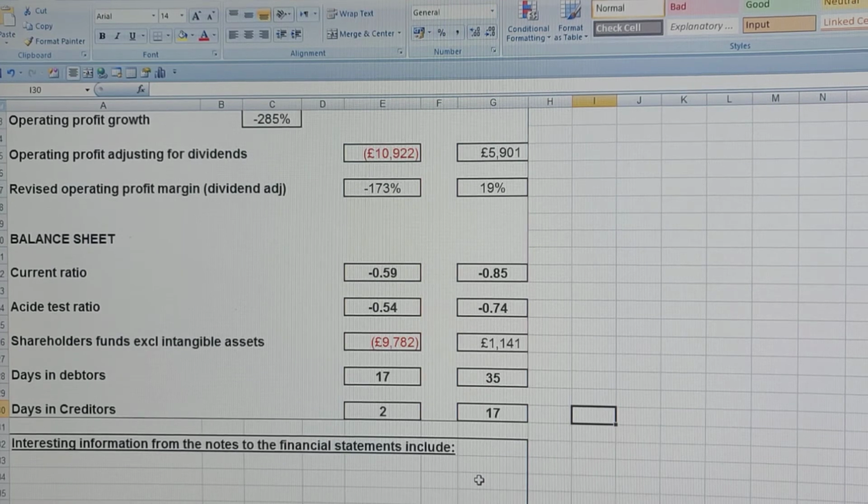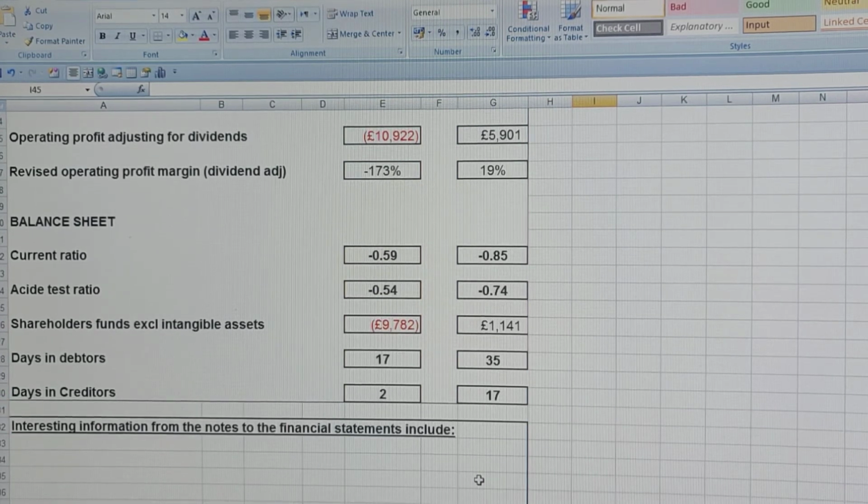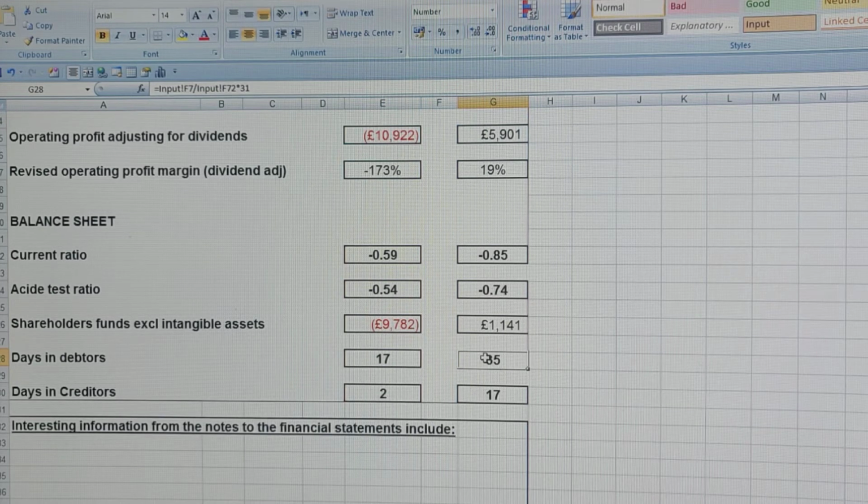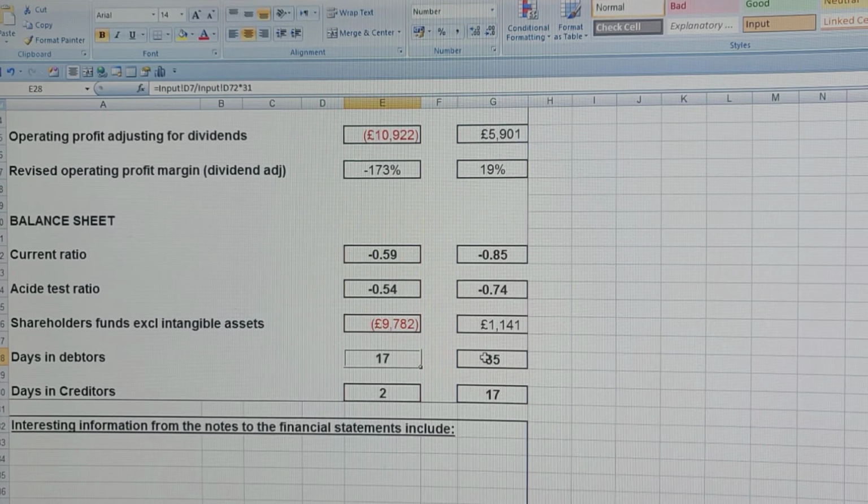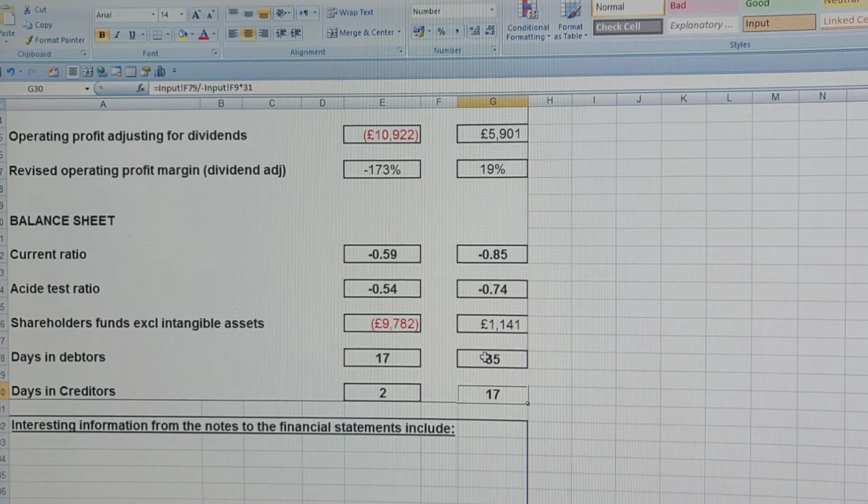Okay? Now, look at the debtors ratio, the debtors payment ratio, the debt collection ratio. In April, on average, it took each customer 35 days to pay his debt. In May, it fell to 17 days to collect money from debtors, which is good. But again, if you look at creditors' payment, in April, it took on average 17 days to pay creditors. So it fell to 2 days in May.